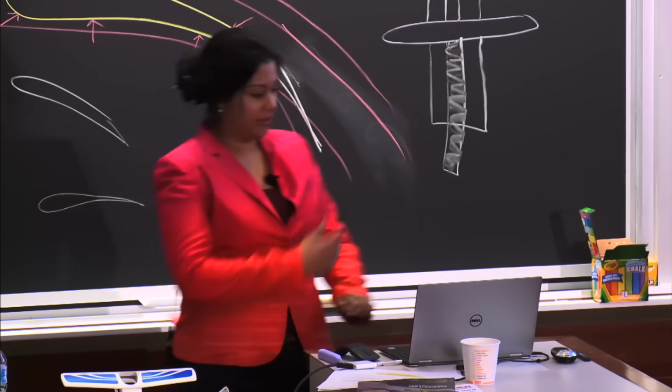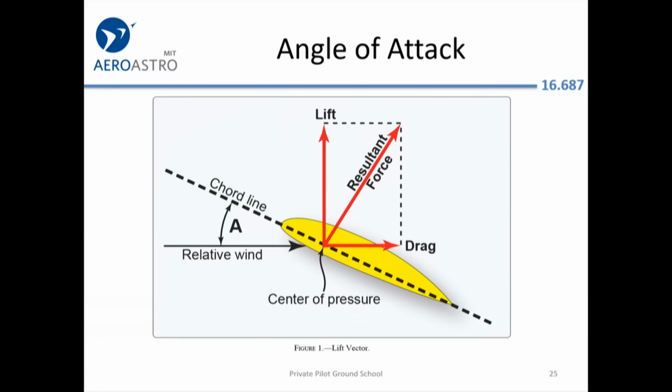Okay, so good. I have a more detailed diagram of angle of attack. So you can see here the chord line. You can also see the relative wind, and same things that I drew here, the lift and the drag, and then that resultant force vector. All right.